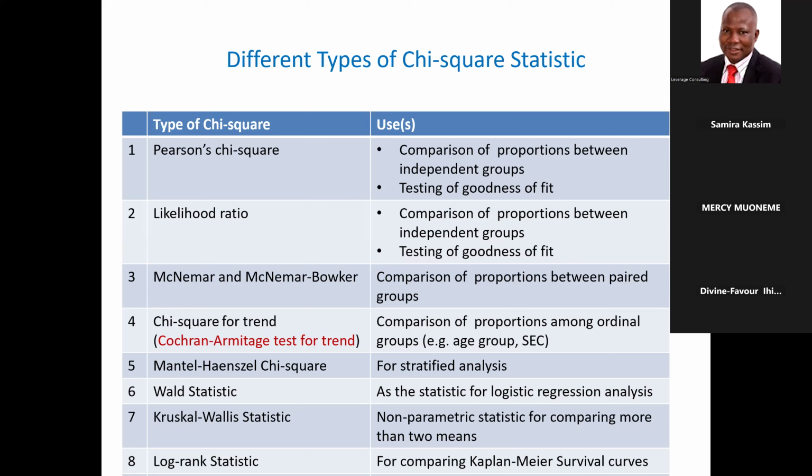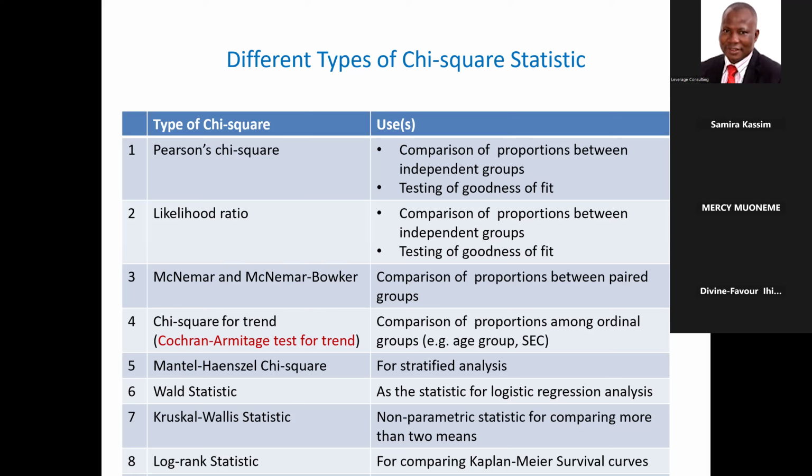So McNemar: comparison of proportion between paired groups. We said it yesterday: when you collect your data from a group and you come back to the same people and collect again, that's a paired group. So when you are summarizing as categorical and you want to know the association, that is McNemar. If it is only 2 categories, use McNemar. But when you have more than 2 categories, 3, 4, you use McNemar-Bowker.